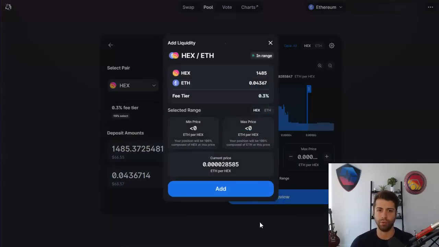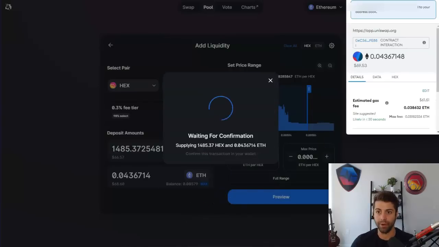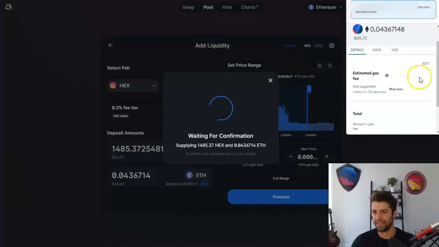If I wanted to preview what one of these transactions would look like, I could preview this. I could say, well, I'm going to add this much HEX and this much ETH into the 0.3% fee tier, and at the current price of ETH per HEX, that looks good. So I'm going to go ahead and add that liquidity in that range. But you can see right here, it's $60 in gas fee to basically mint.